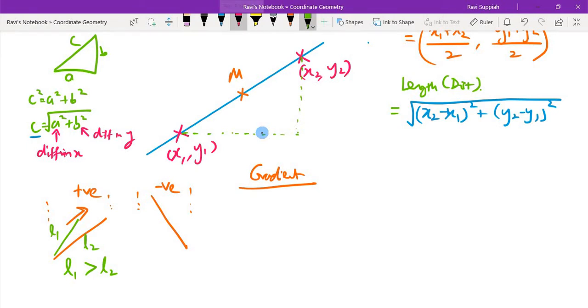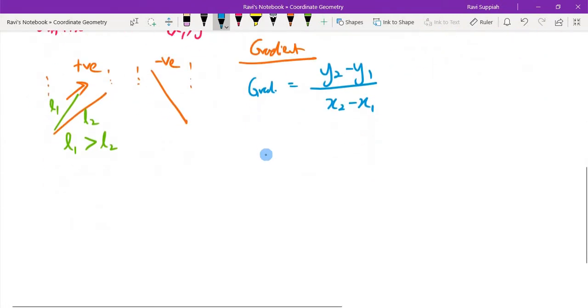So the formula to calculate gradient, G, gradient equals the change in y over the change in x. So y2 minus y1 divided by x2 minus x1. Now this gradient, where do we use it? We use it in the straight line equation. So what is a straight line equation?